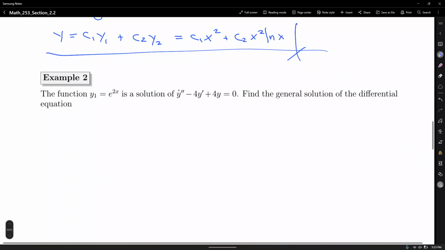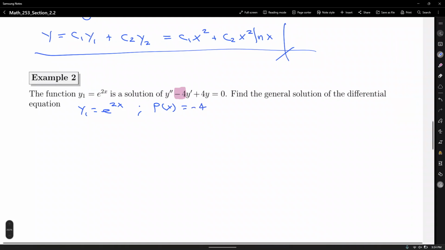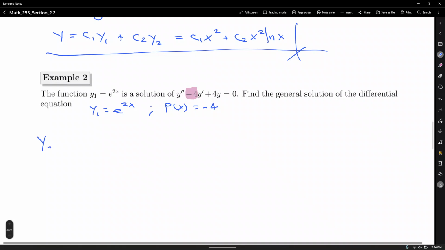All right, well, actually, this differential equation is written in the order we require because the y double prime term is just being multiplied by 1. So all we need to identify, well, y sub 1 is given, e to the 2x, and identify whatever multiplies y prime. That is our p of x, which is negative 4. All right. Well, so how do we get the second solution?